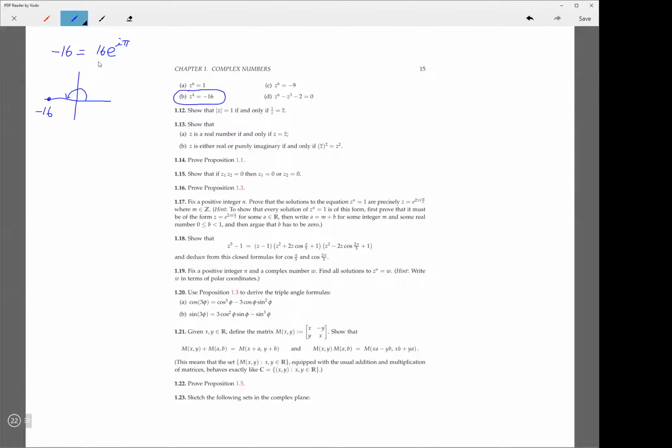But that's also, if you go all the way around once and then back to there, then it's going to be e to the 3 pi i. So that's 3 pi. And then also that's 16 e to the 5 pi i. So if you add multiples of 2 pi, you get something that's the same. Okay, so since it's raised to the 4th power, I want to get 4 of these, like that.